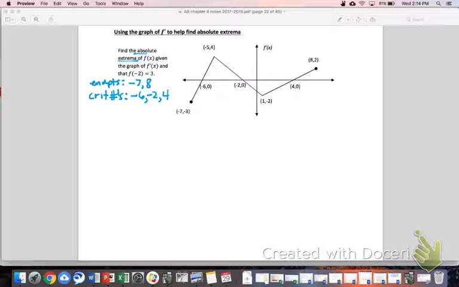And of the ones we got to consider, don't we already know a lot of information about one of them? Which one do we know a lot about? Yeah, we know that f of negative 2 is 3. We know that from the start here.